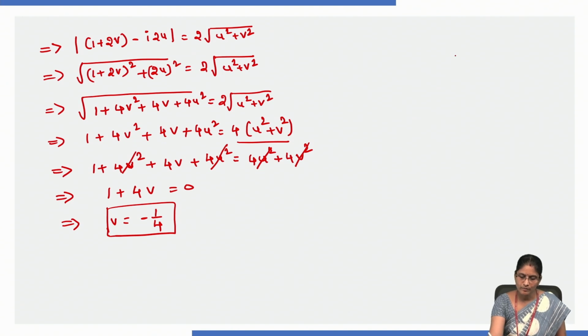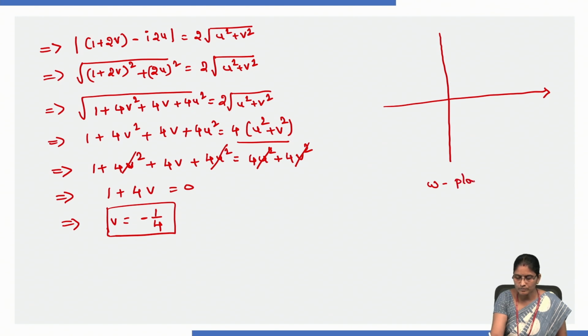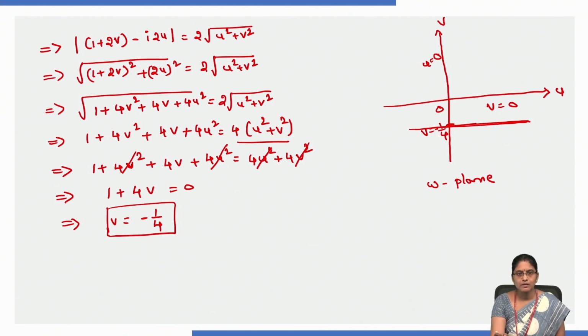Represent this in the W plane. U axis, V axis, origin. On the U axis, V is 0, and on the V axis, U is 0. We get V is equal to minus 1 by 4, approximately here. V is minus 1 by 4, which represents a straight line. In the Z plane, it represents a circle, and in the W plane, it represents a straight line.